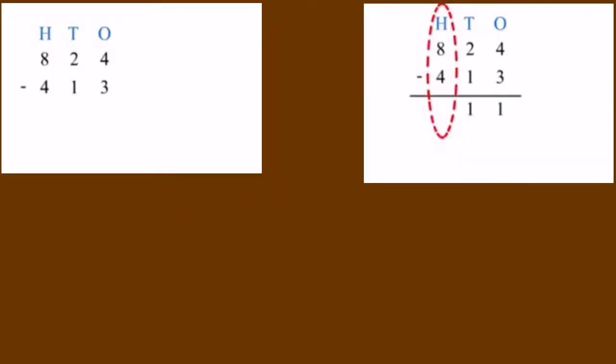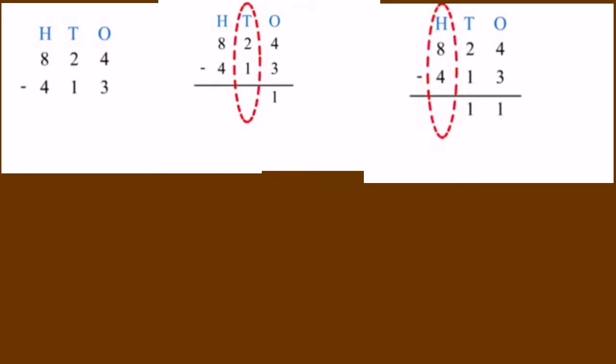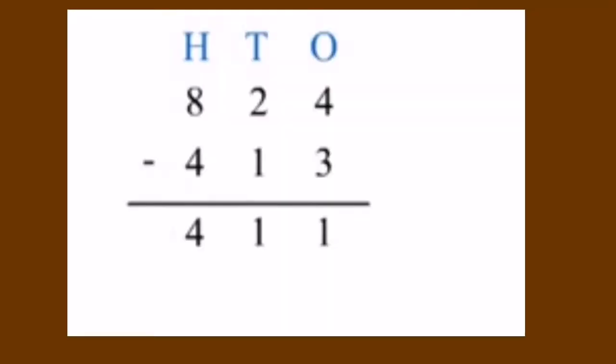While subtracting, we should always start subtracting from the ones place. What is there in the ones place? 4 and 3. 4 minus 3, 1. And next move on to the tens place. In tens place 2 and 1. So 2 minus 1 is 1. And then move to the hundreds place. 8 minus 4 is 4. So what is the answer? The final answer is 411. We have not borrowed anything from any place because the upper numbers are greater than the lower numbers.